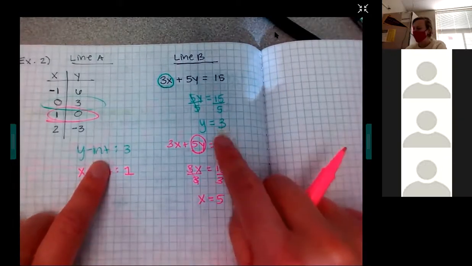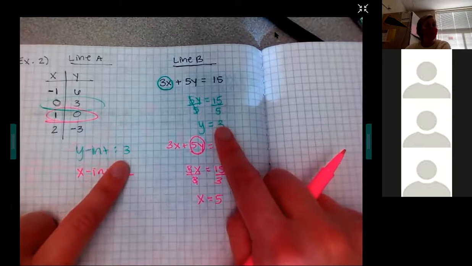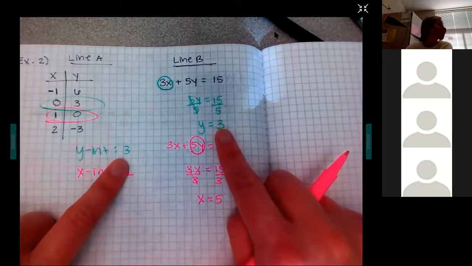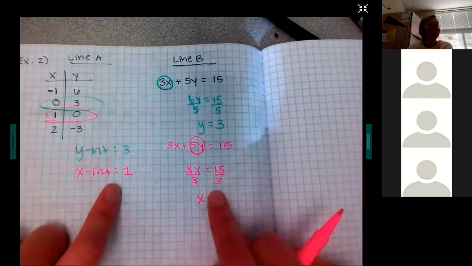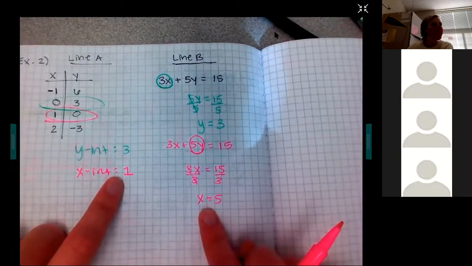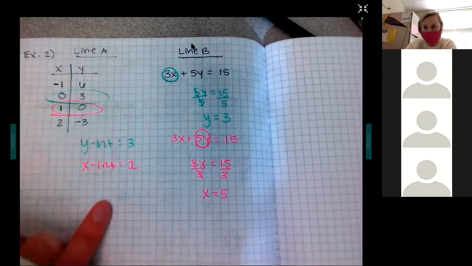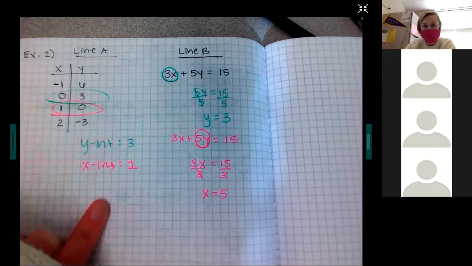Okay, let's try. The y-intercepts: is A less than, greater than, or equal to B? Equal. 3 equals 3. Good job. Extra credit. The x-intercept of A, is it less than, greater than, or equal to the x-intercept of B? Less than. There we go. Is everybody okay with finding and comparing intercepts? Speak now or forever hold your peace.